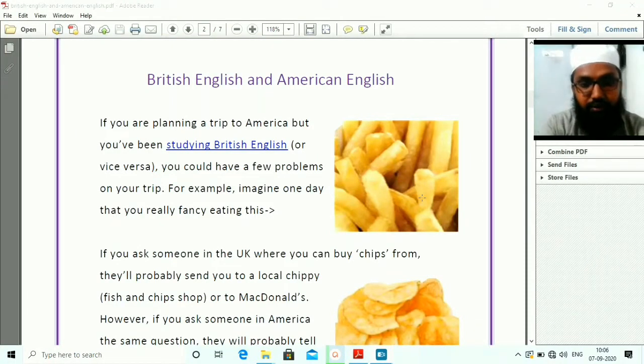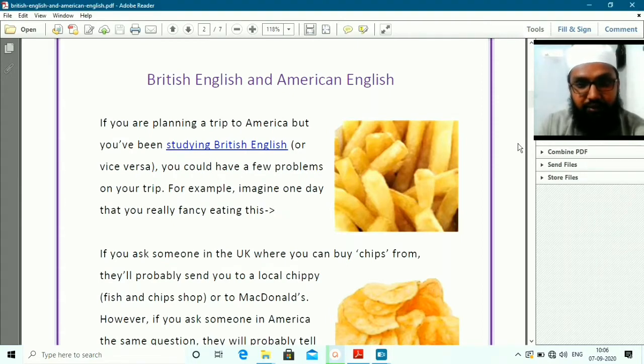Now we shall see some interesting facts about British English and American English. What are the benefits of learning British and American English? Here I have brought something. If you are planning a trip to America but you have been studying British English or vice versa, you could have a few problems on your trip. For example, imagine one day that you really fancy eating this.